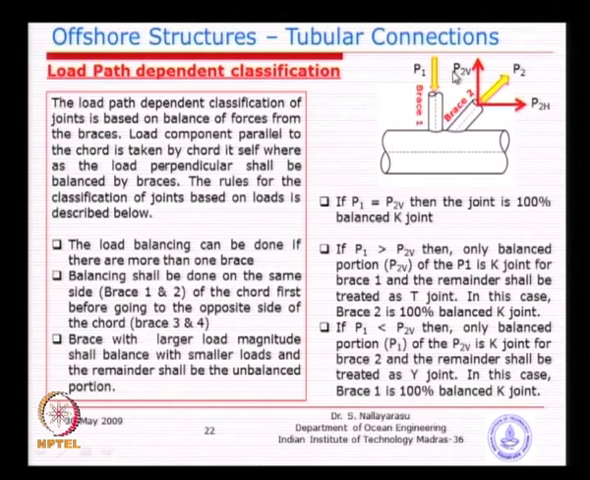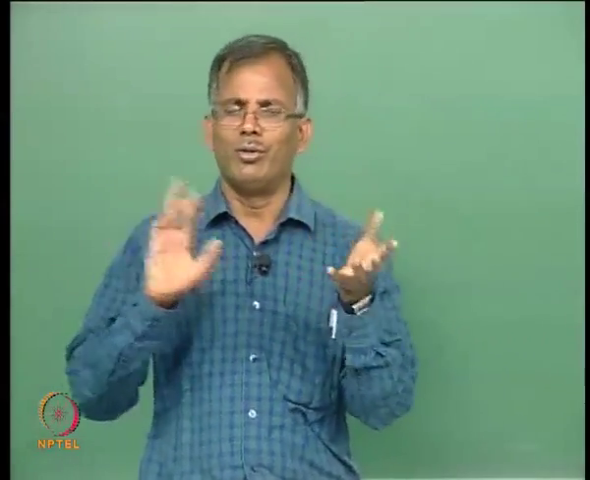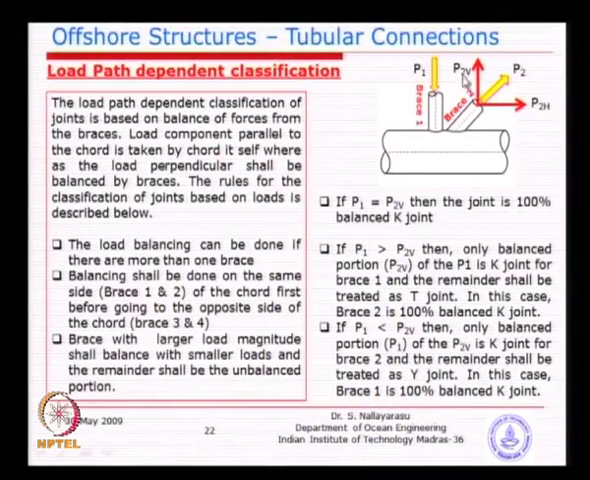Now, if P1 and P2V are equal, then I can call it a K joint because its load is balanced, even though it does not look like a K geometry, because one member is vertical and the other member is slightly inclined. You may not classify it as a K joint, but fortunately the loads are balanced. Now, you may not get exactly the same load, as nobody is able to control the load. So, if the vertical or normal component is equal to P1, then both members will come under the classification of K joint.